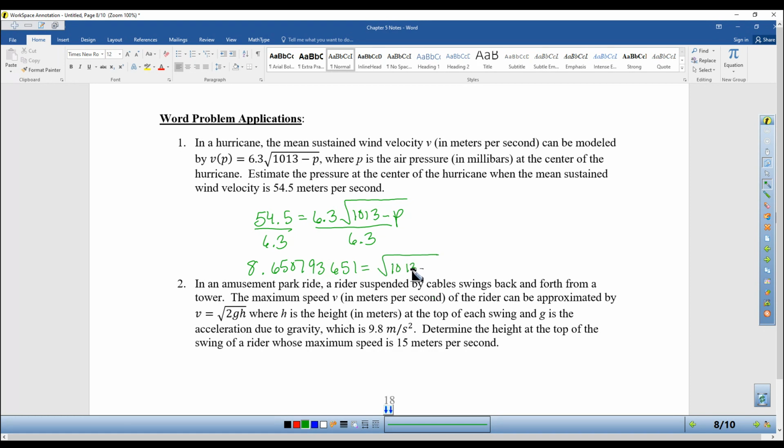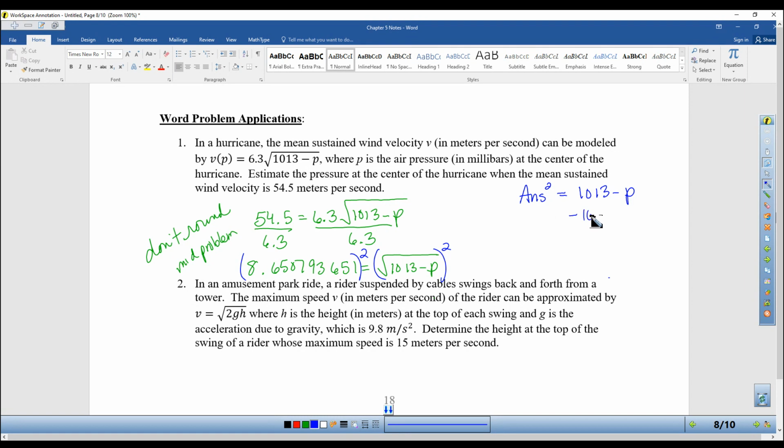It's really important to me that you don't round. Don't round mid-problem. Instead, just keep using your calculator. So you want to square both sides. If you literally hit the square button on your calculator, it should say answer squared. You don't have to type the word answer in. Just hit the square button and it'll do it. So hit answer squared. And this is now equal to 1013 minus p.